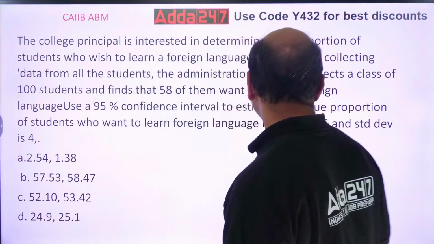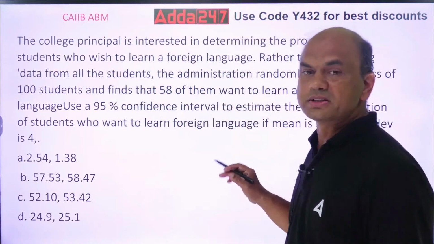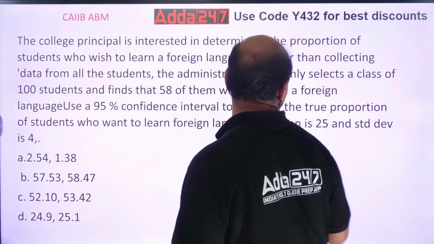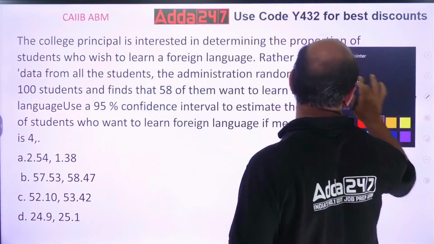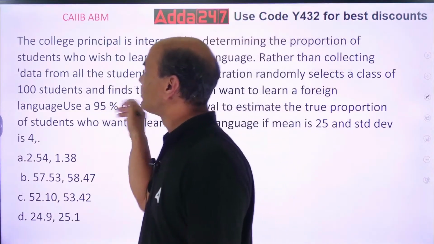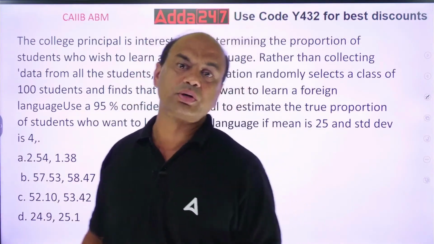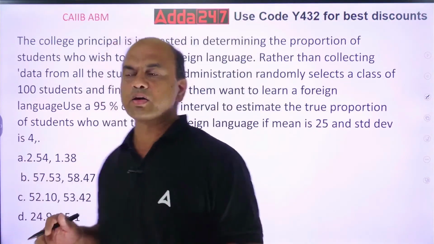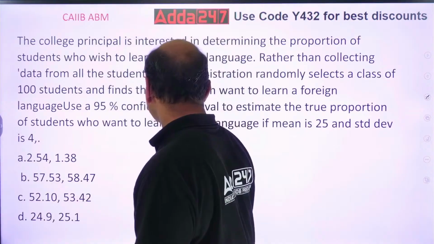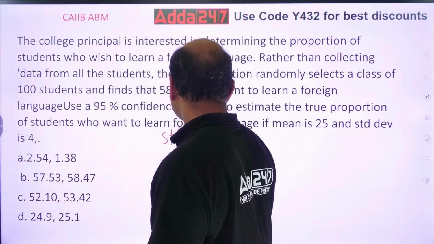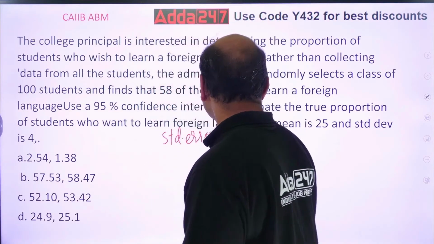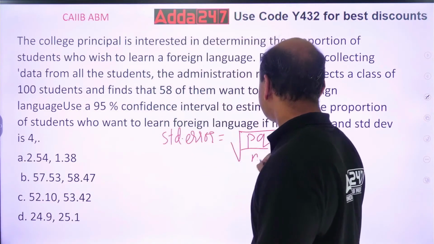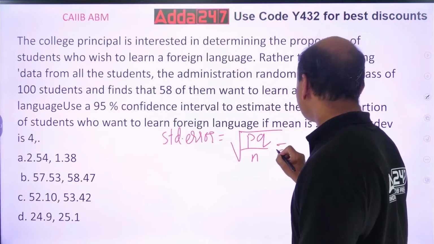See, first you have to find out the standard error. What is the formula for standard error? This is a binomial problem because either the students want to learn or they don't want to learn. For binomial, the standard error equals the root of PQ upon N. So solve this.